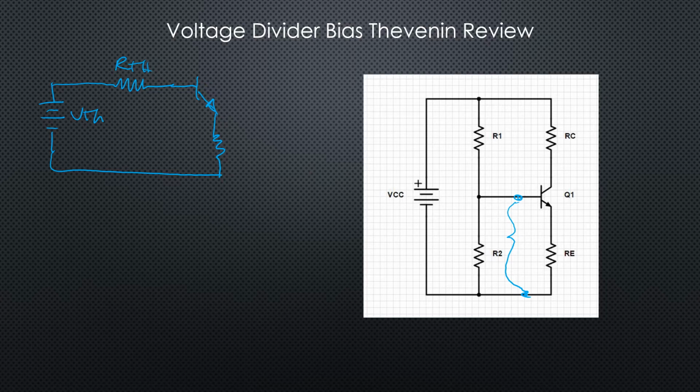So we're going to pull that load, and we're going to solve for RThev. We're going to pull that load, and we're going to look back, and we're going to see what impedance the load sees. And in this case, RThev is equal to R1 in parallel with R2.